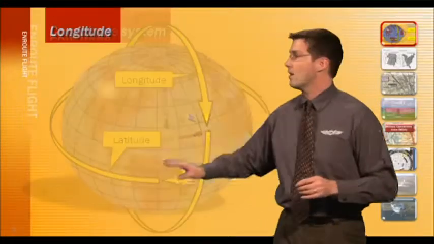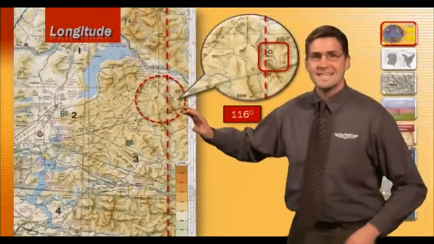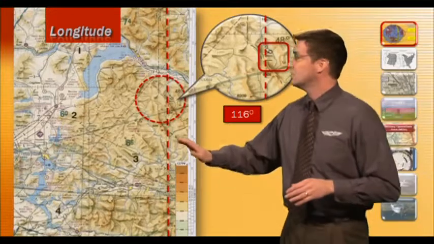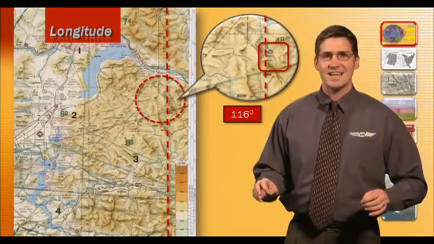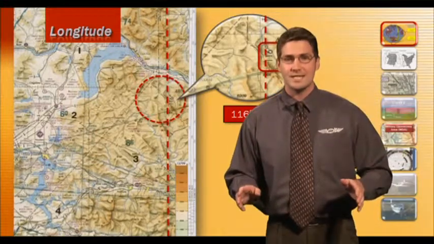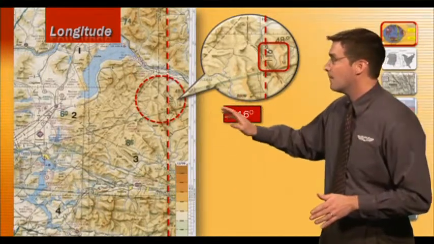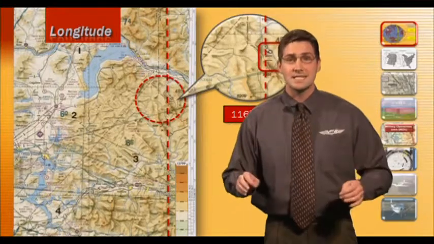Here's how coordinates are marked on a sectional chart. Here is the 116-degree line of longitude labeled with a number. Each degree of longitude is divided into 60 minutes. Each minute is further divided into 60 seconds, and you'll find a tick mark halfway between each minute of longitude at 30 seconds. There's also a major tick mark at each 10 minutes and a minor tick mark at each 2 minutes. You have to look closely to see them.